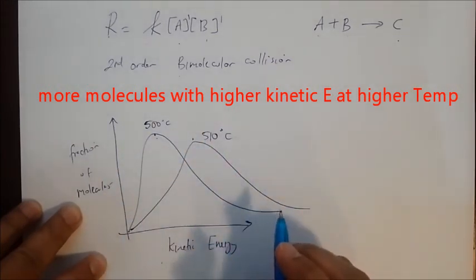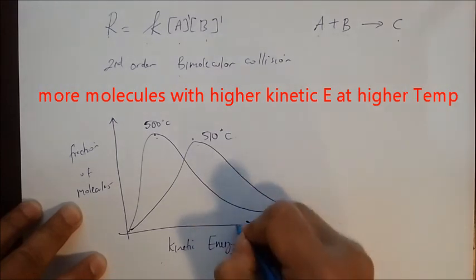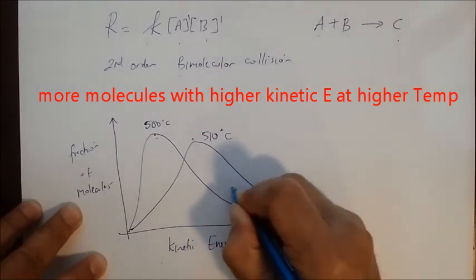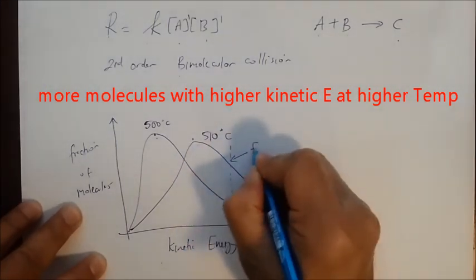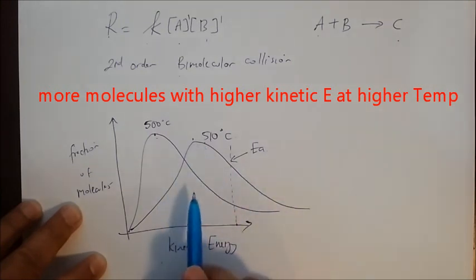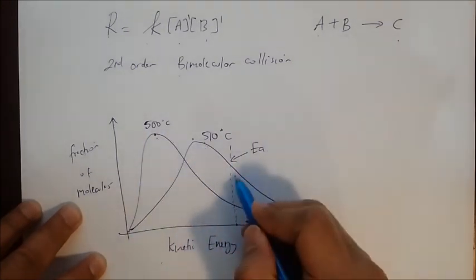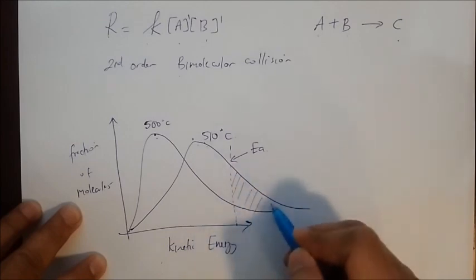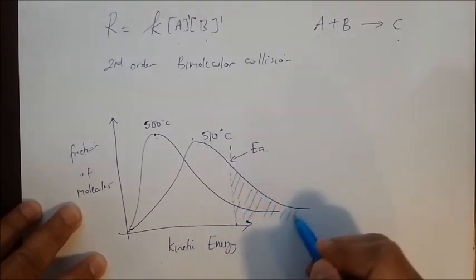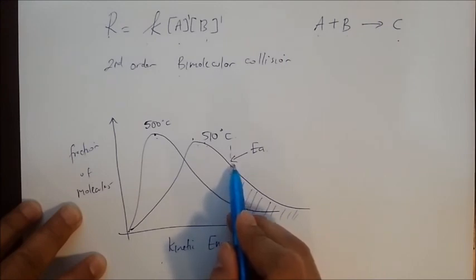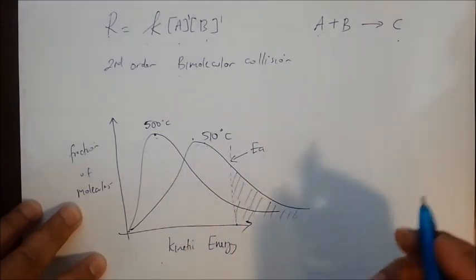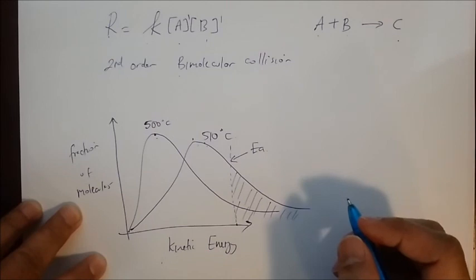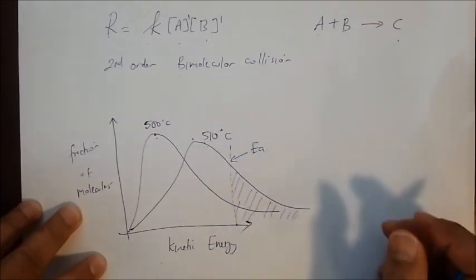The molecules move faster. But if this is our threshold or activation energy, right? If this is our threshold, when you increase by 10 degrees from 500 to 510, you will have more molecules that have energy higher than EA, which means if you integrate the area under the curve at 510, you have more molecules that can overcome that activation energy barrier.